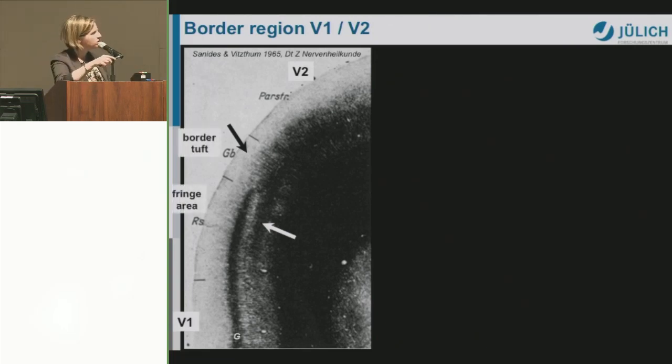It has been termed, in German, Grenzbüschel and Randsaum, in English border tuft and fringe areas. So there are some kind of transition areas between V1 and V2, where the border would be here. But this border tuft is the interesting one because it contains the transcallosal fibers. They end particularly here.